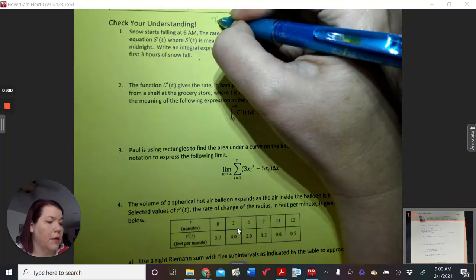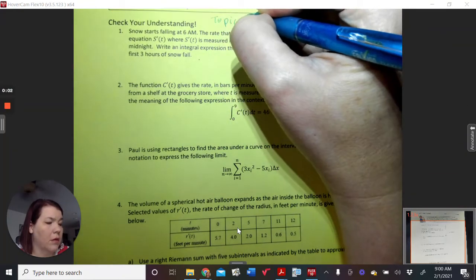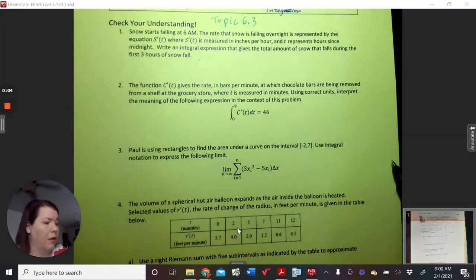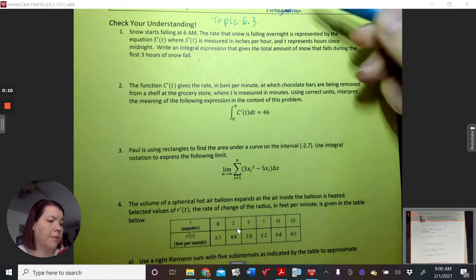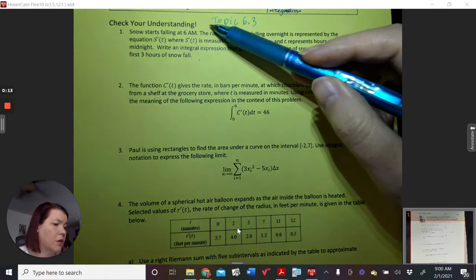Okay, so this is still topic 6.3. We're going to go ahead and talk about notation. The first 3 problems are fairly straightforward, and the last one, we're going to do some calculating. All right, check. Snow starts falling at 6 a.m.